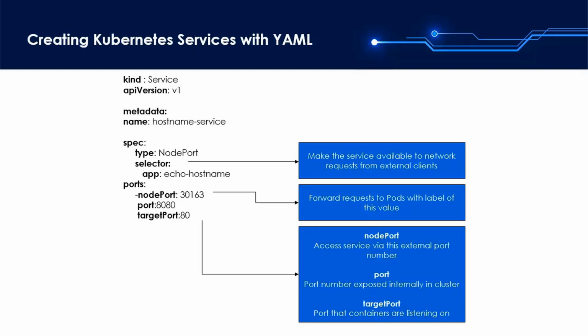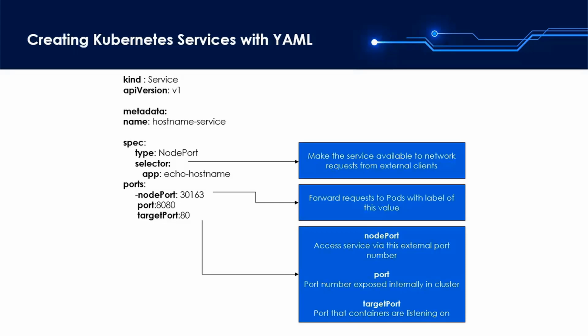Now explore how we can create a Kubernetes service with a YAML file. The YAML file must have kind and API version for the services. In the sample file, we are using v1 as the version and kind is service. Next, we give a name to the service, and we do that using metadata, name. In the current case, the name of our service is hostname-service.